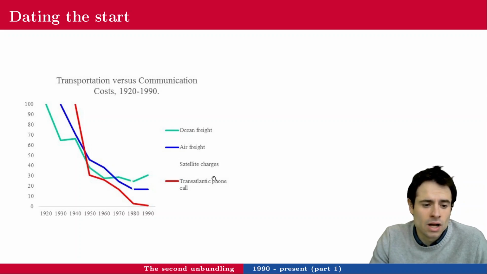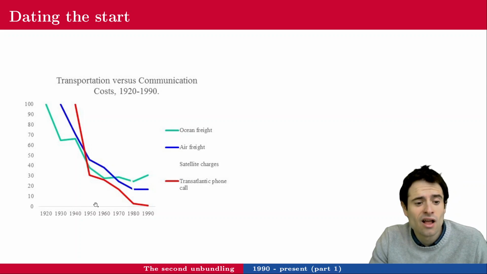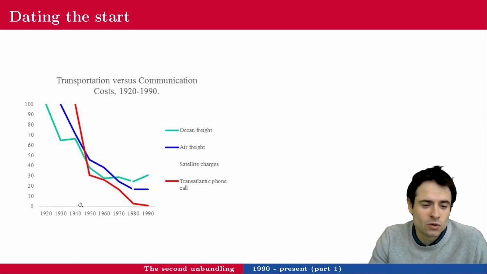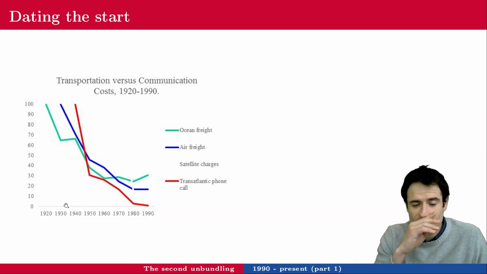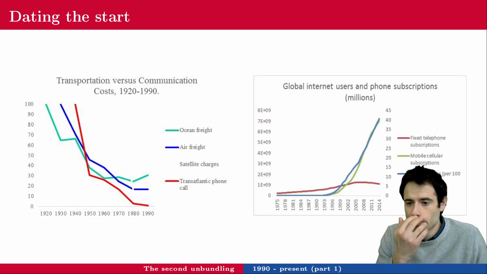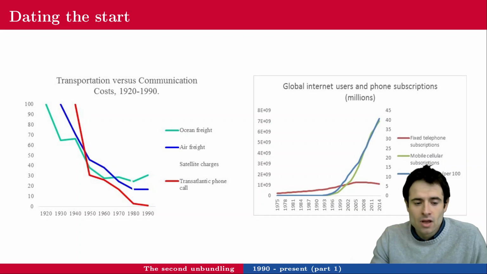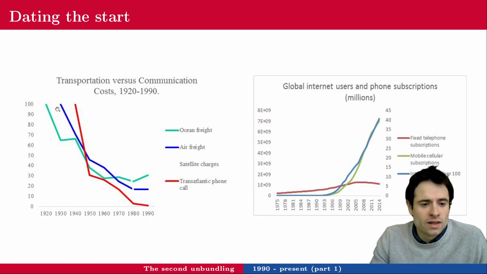And those decreases are pretty sharp in the space of 70 years, including 30 years of world wars, like 2 world wars and in between a Great Recession. And you can relate this decrease in communication costs with the increase in telephone subscriptions, mobile cellular subscriptions, and internet users.